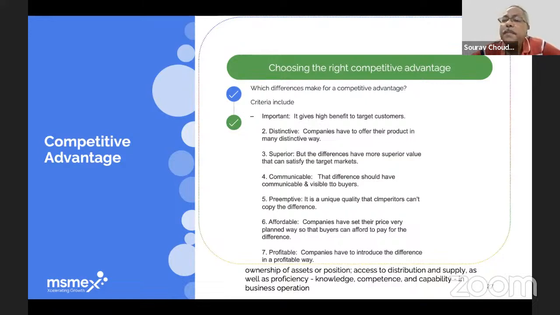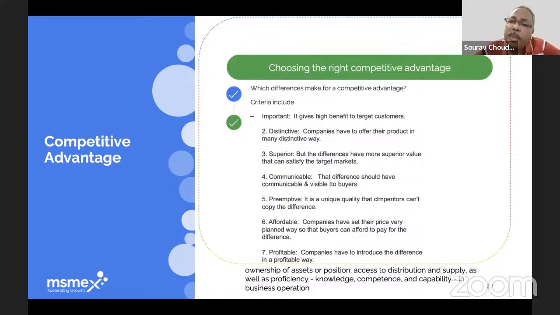Which aspect of your product is important to the customer? Service is important, packaging is important, price is important, what is important? That can be the differentiator. Okay, distinctive. Companies have to offer their product in many distinctive ways. Possibly packaging can be distinct, service can be distinct, warranties and guarantees can be distinct.